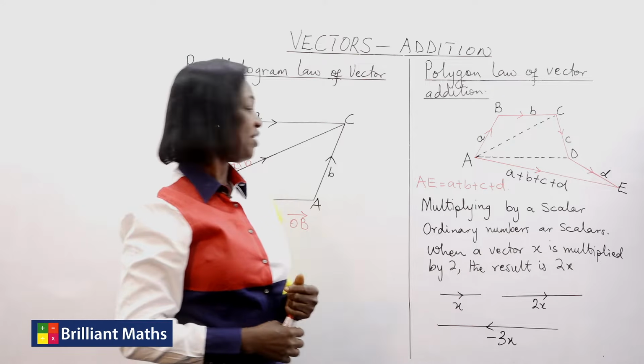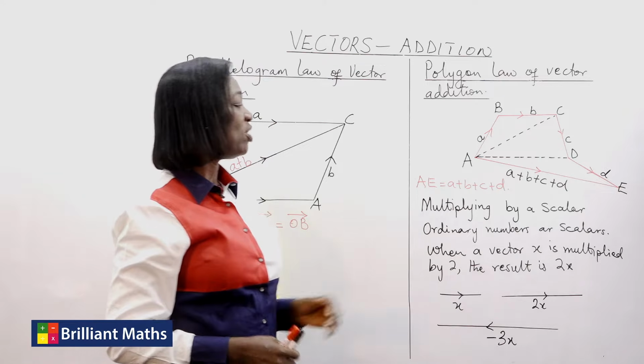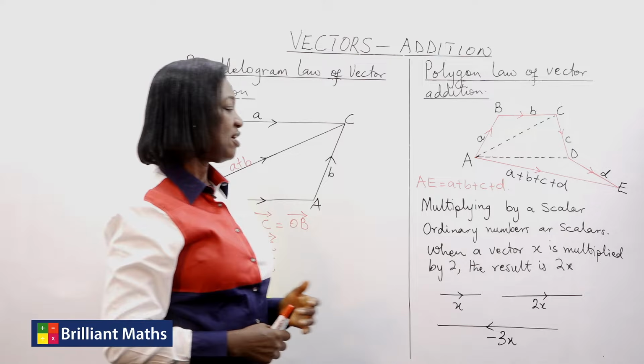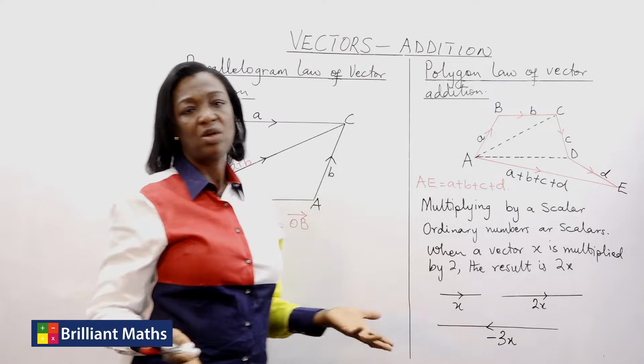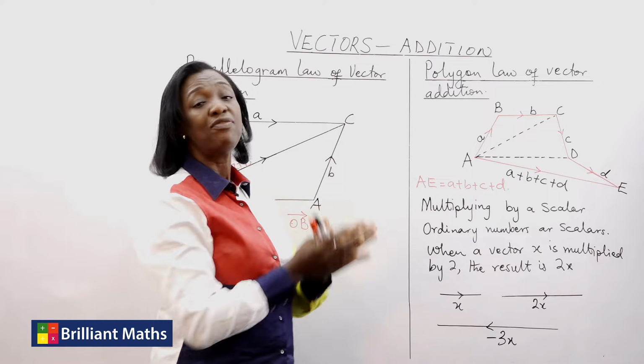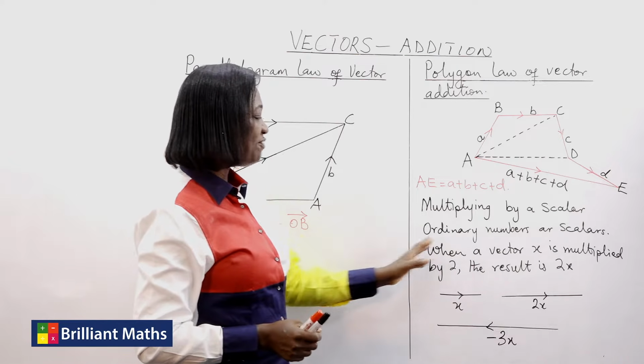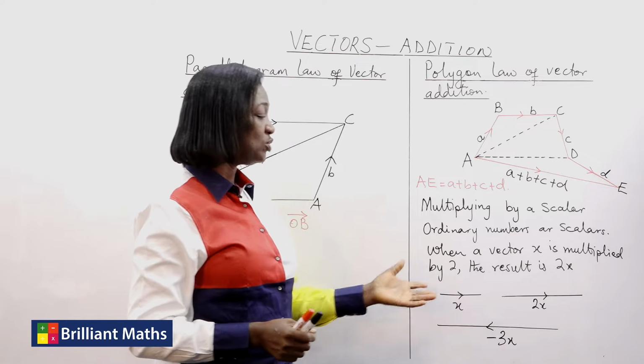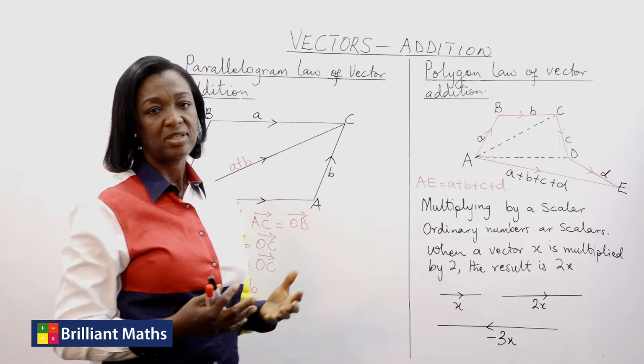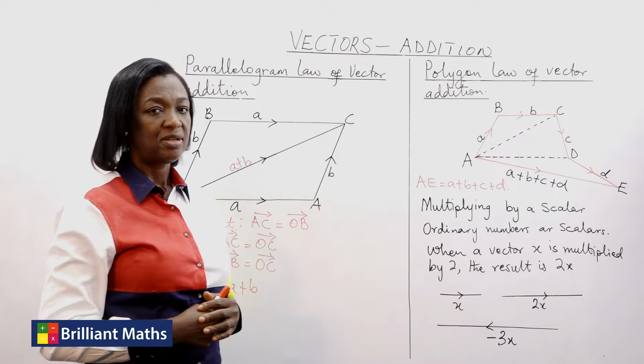I hope that is clear. Then let's look at multiplying by a scalar. Ordinary numbers are scalar quantities. Scalar quantities have only magnitude. They don't have direction. So when a vector x is multiplied by 2, the result is 2x. You just double the vector.